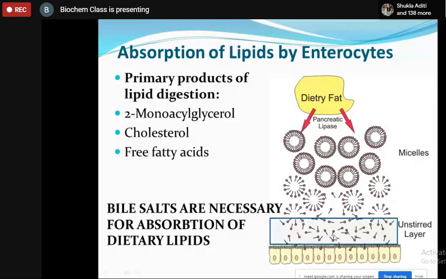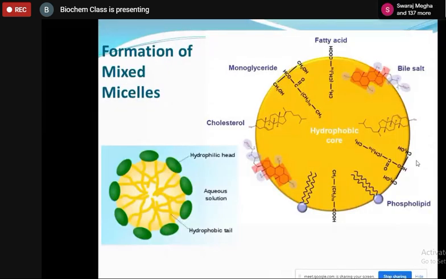Across this water layer, this formation requires bile salts and long chain fatty acids, this micelle formation, with the help of which the products cross. With this figure, bottom to micelle formation. These micelles are mixed micelles.